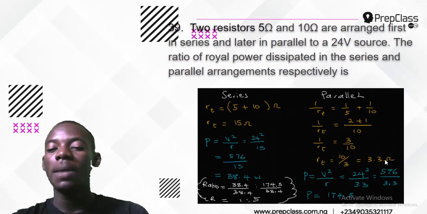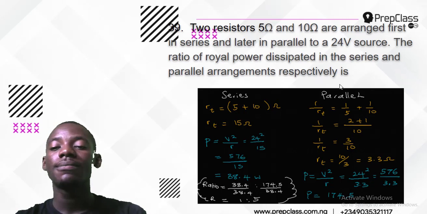Okay. Now, the power in parallel will therefore be, normally, V squared over R. That becomes 24, that's my voltage here, still 24 squared over the R, which is 3.3. And that will give me 576 divided by 3.3, and that will give me 174.5 as my power in parallel.